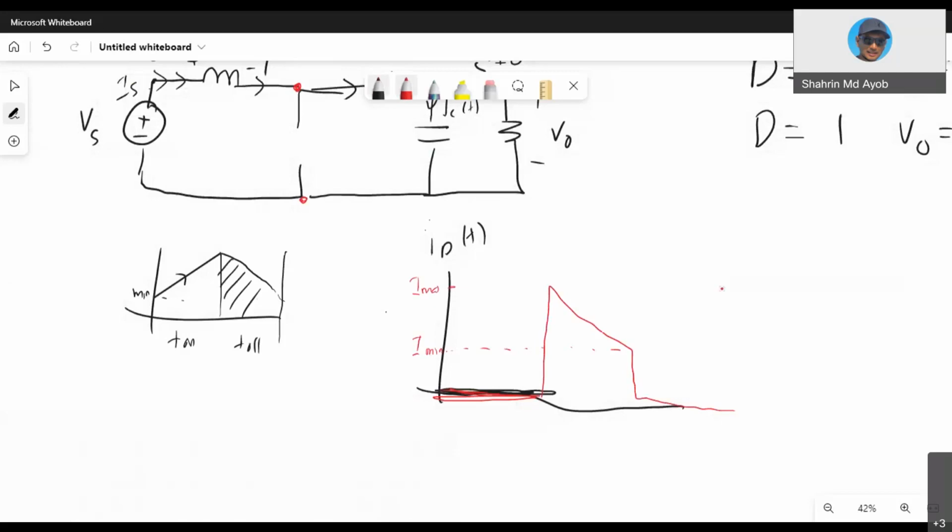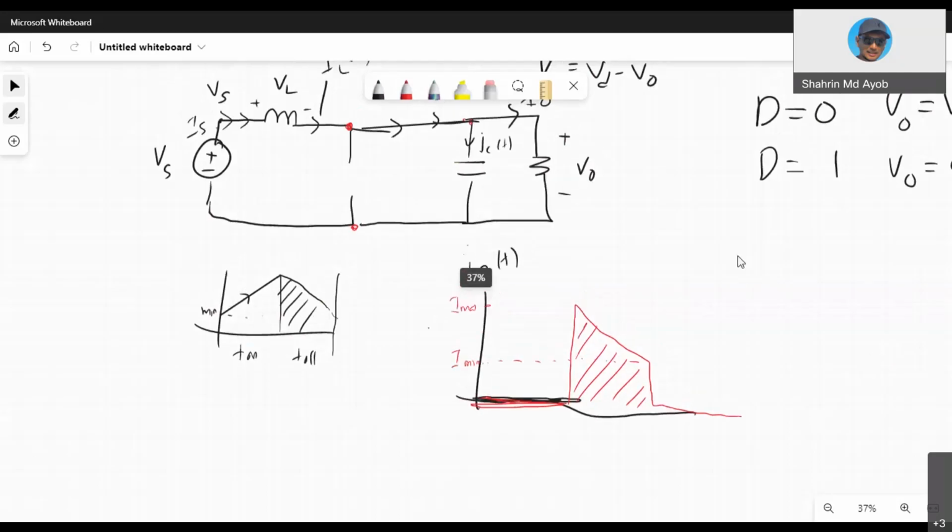Because I diode is only equal to IL during T off. So that's why you have this waveform. This is your I diode. And the peak is your IL maximum, and this part is your IL minimum. Okay, so then, what else?